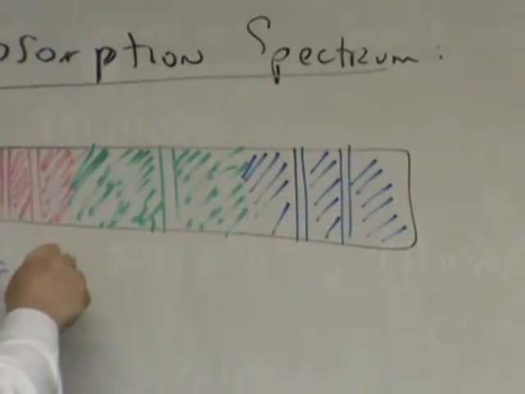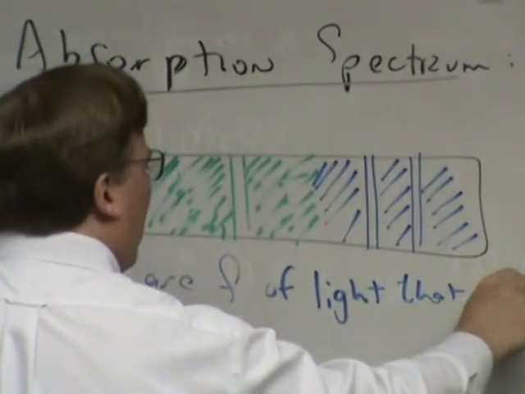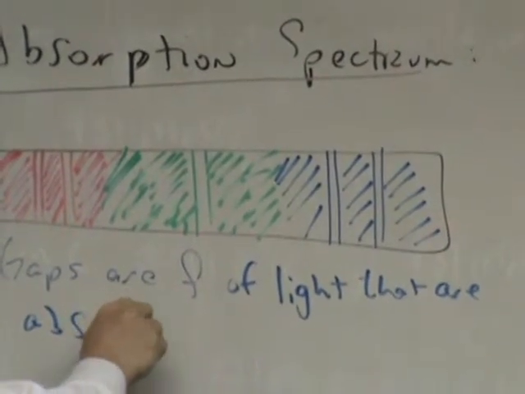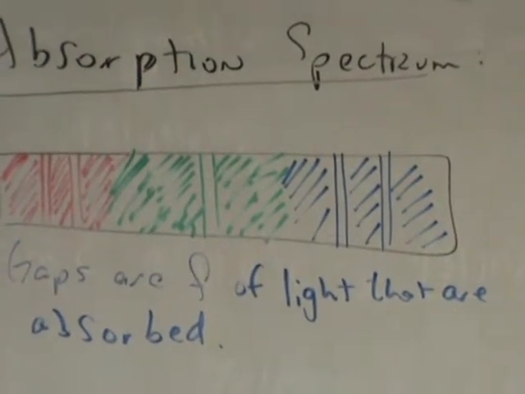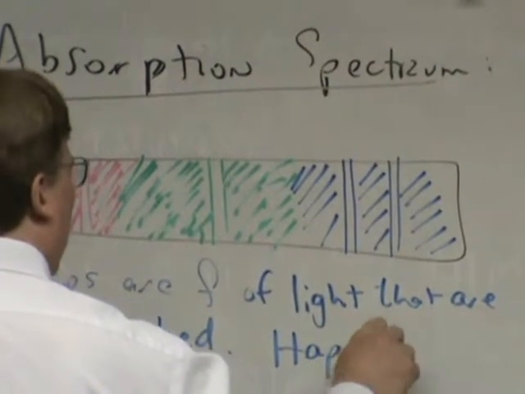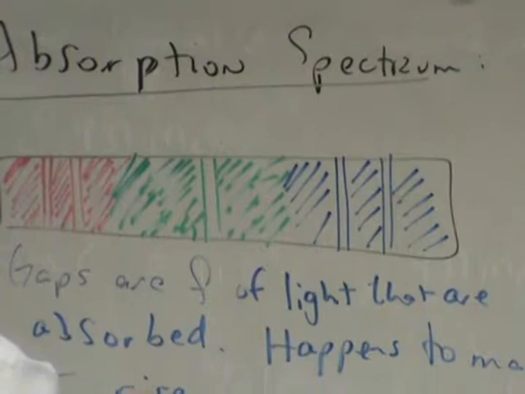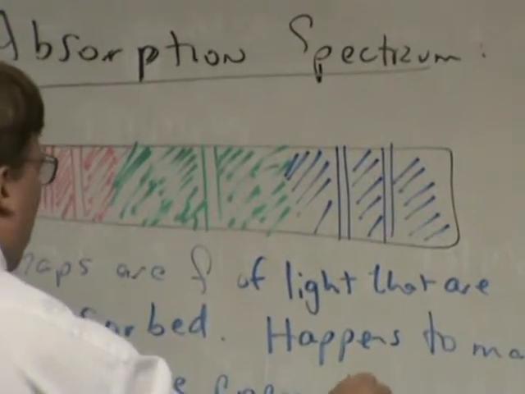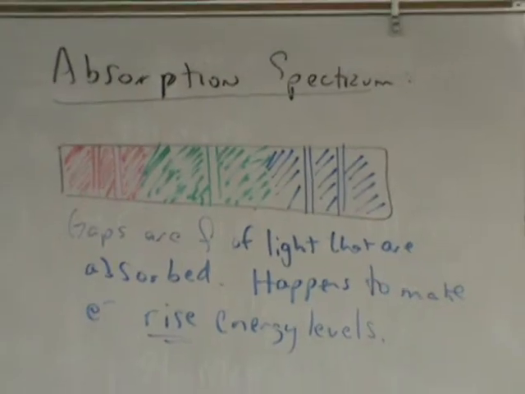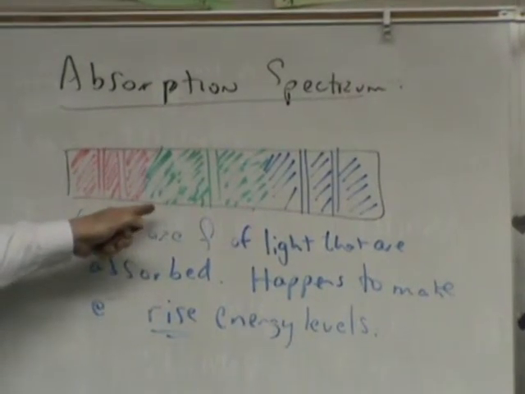The gaps are frequencies of light that are absorbed, and this is going to happen when your electron rises energy levels. So here you're seeing what light is given off by the gas. Here you're seeing what light the gas absorbs.